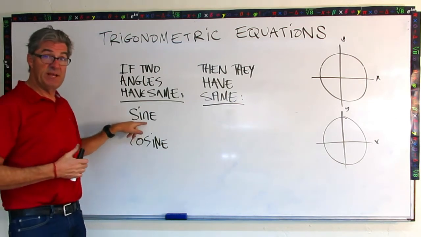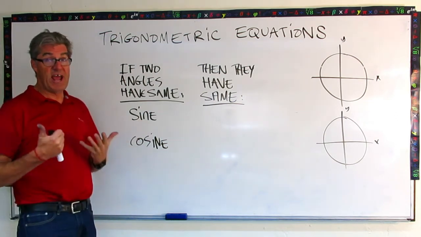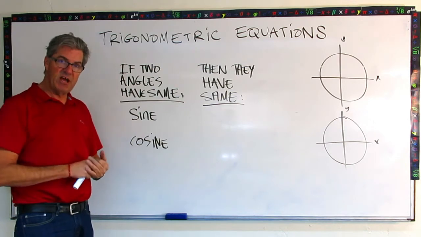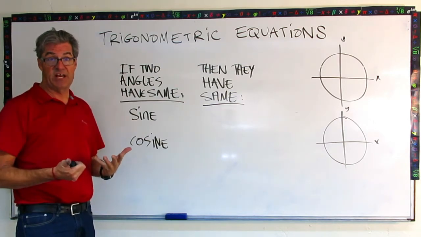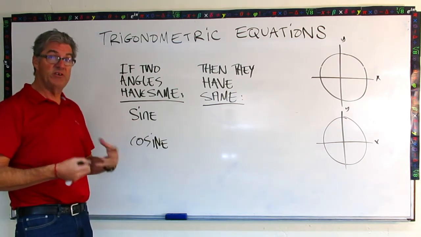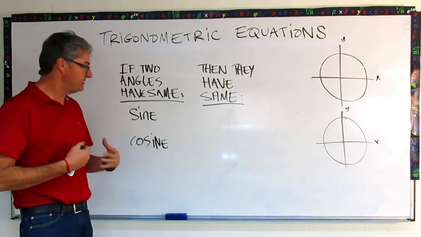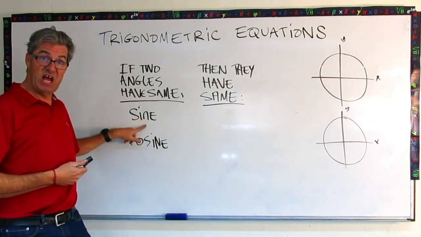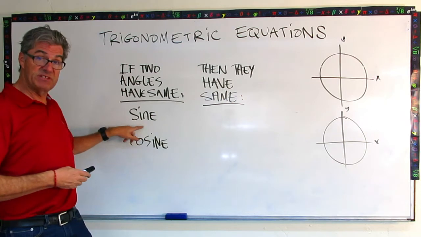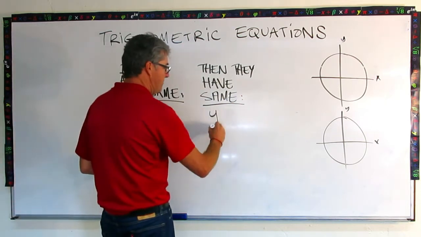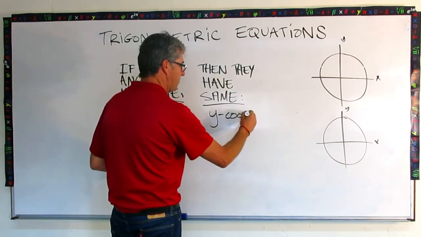Two angles have the same sine. They could be different angles, but if you put it into the calculator, you're going to get the same value for sine. Or if you look on the unit circle and you go around to wherever that angle hits, they're going to have the same sine. So if they have the same sine, then they have the same y coordinate.